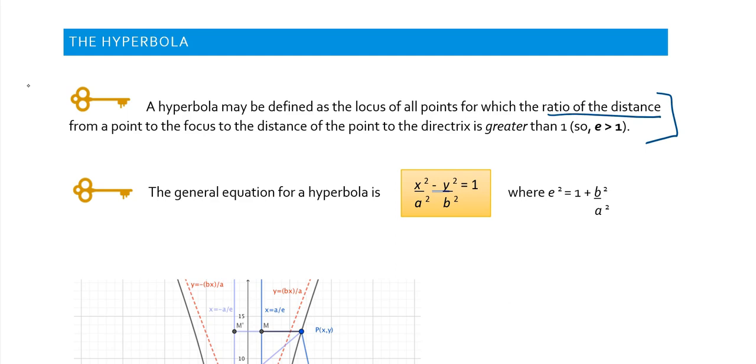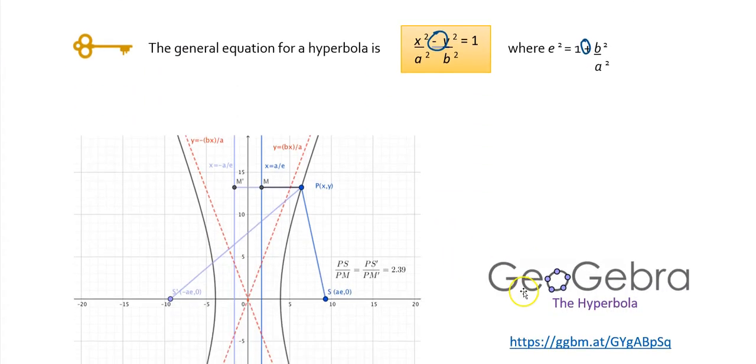of the distance from a point to a focus compared to the distance of the point to the directrix is greater than 1. So by our definition of eccentricity, that means eccentricity is greater than 1. The general equation for a hyperbola is this, so you'll notice that it's different to the ellipse because it's got a negative sign here, and eccentricity is this, and again the difference is a different sign. It was a negative in the case of the ellipse, a positive in the case of the hyperbola.